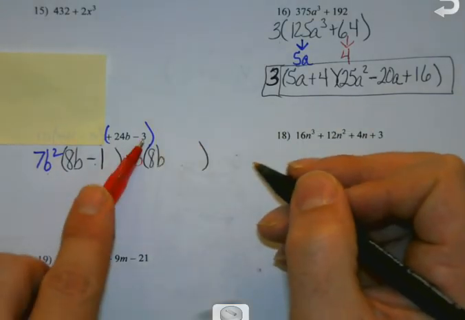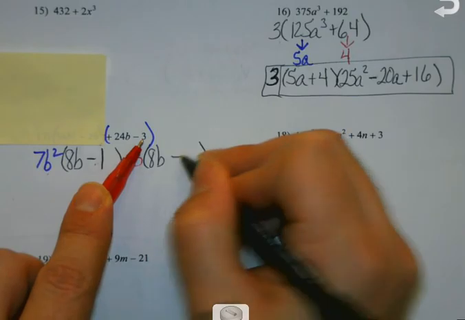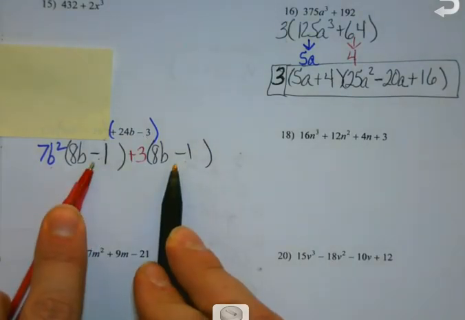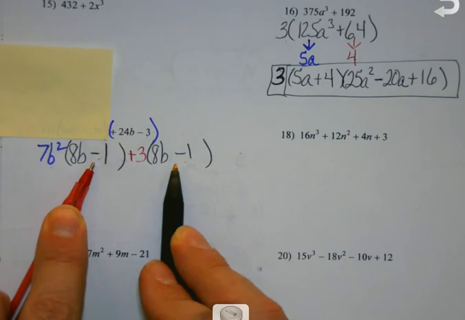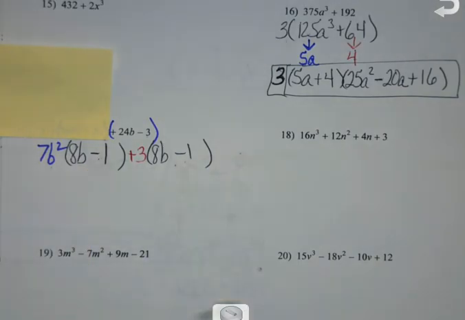3 times what gets me to negative 3? Negative 1. Okay, that's how I know I've done it right. If those end up being different values, something went wrong. I didn't take out the right common factor. I messed up a sign. Something went wrong. But now to get my final answer, I got one last part.